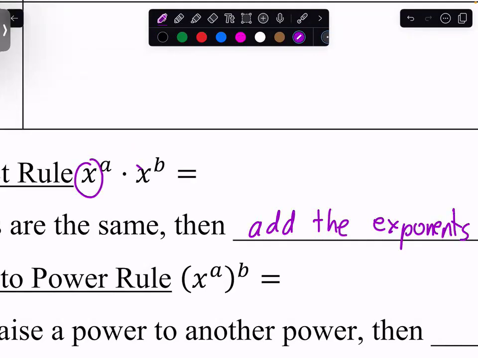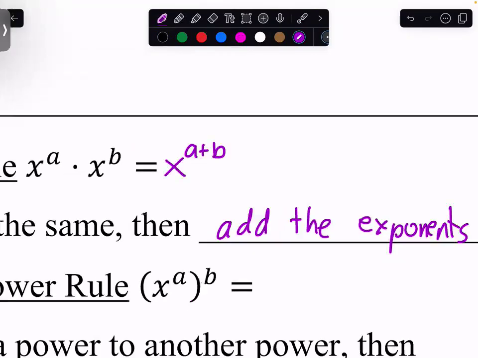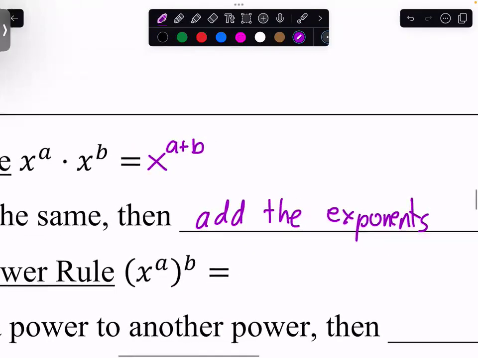So you keep whatever base was there before, but then you add the old exponents, I should say, to get the new exponent. Okay, and let's add in an example in this space.